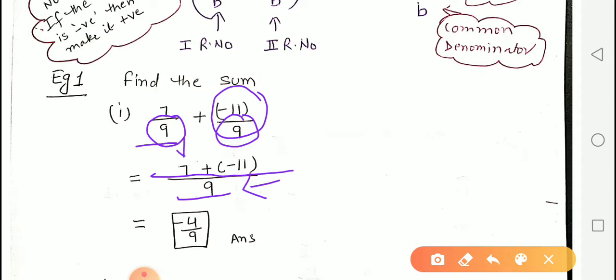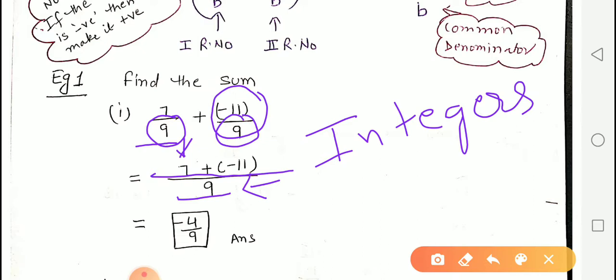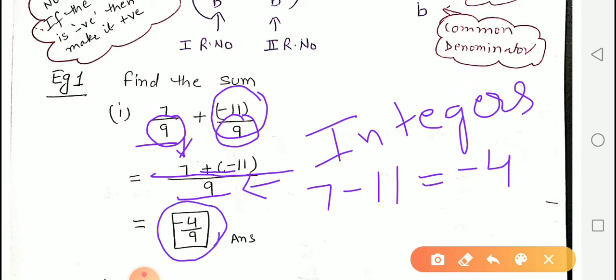7 plus negative 11. Here recall the concept which we learned in integers last year. There is a multiplication of plus and minus, so plus minus will become minus, and 7 minus 11 will become negative 4. So the answer is negative 4 upon 9.